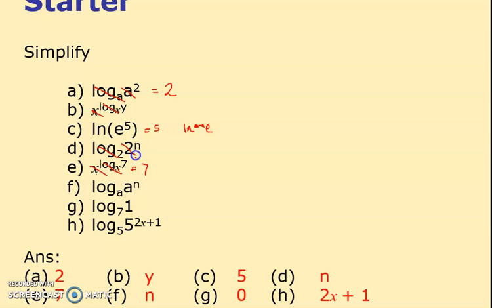Log to base 2 of 2 to the n, so you can see why that's equal to n. This was y, wasn't it? That cancels that. You can see that. And this is the only weird one, I think. This is 2x plus 1.